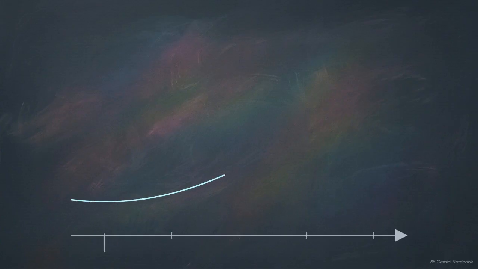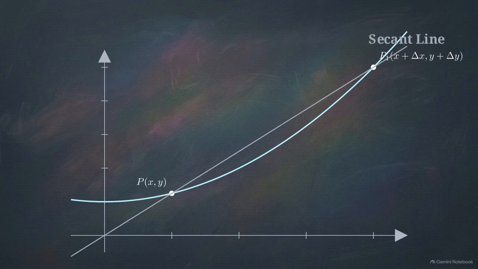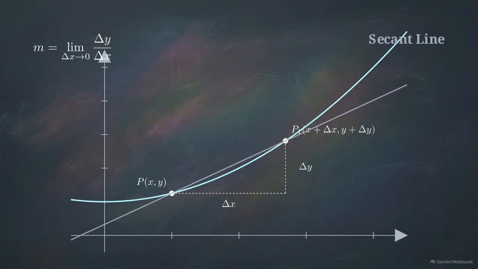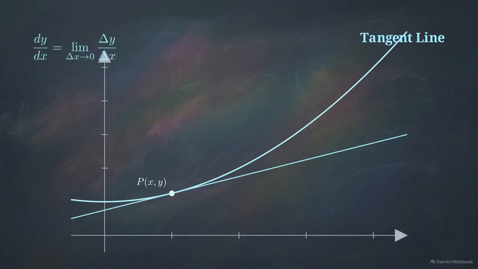Look at this graph showing a generic curve. If we place 2 distinct points on it, P and P1, and connect them with a straight line, we create a secant. This line represents the average slope between these 2 locations. To find the steepness at a single location, we use a limit. We move the second point infinitely closer to the first until the distance between them shrinks to 0.